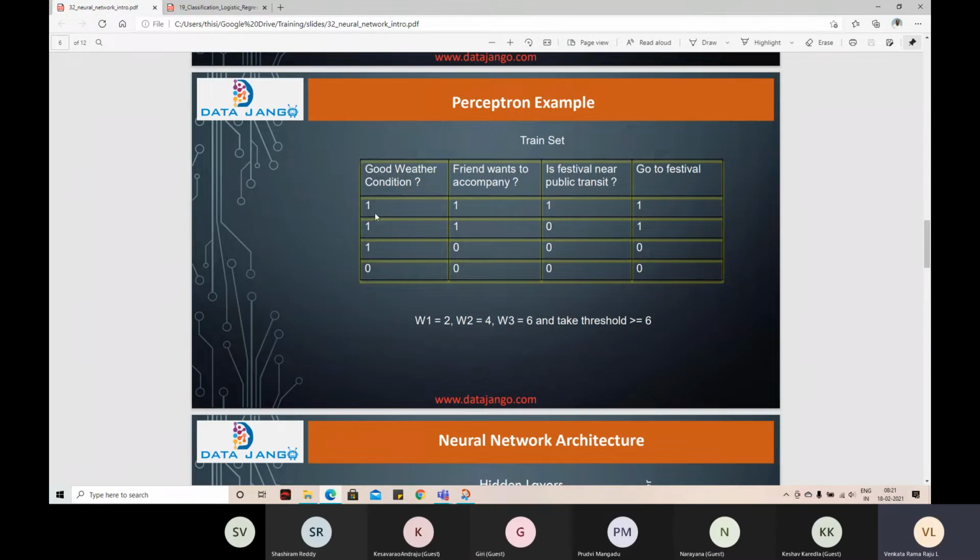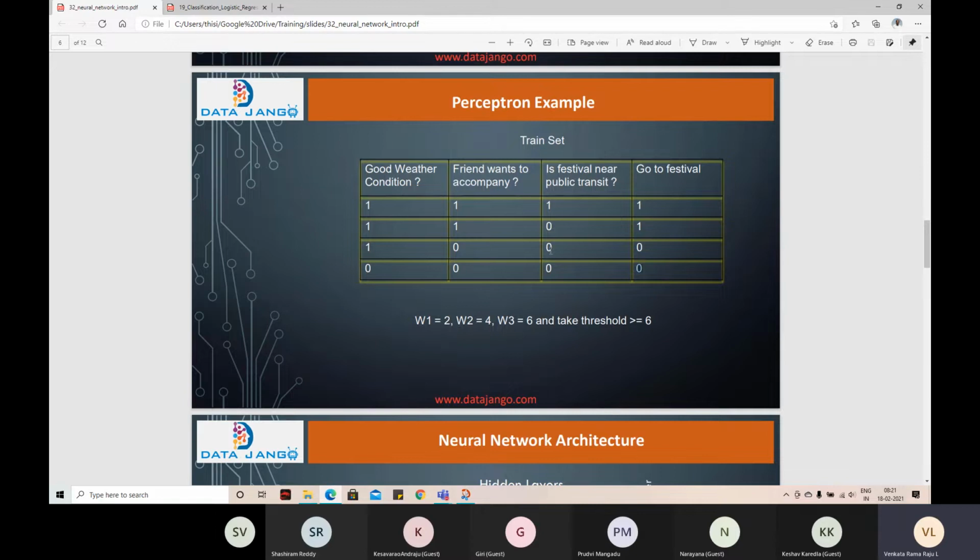So if all three are there, friend is there, weather is good, and public transportation is there, the person is going. If the friend is there, weather is good, even though public transportation is not there, the person is going. If weather is good, friend is not there, public transportation not there, the person is not going. If all three are not there, they will not go. So this is the training data set. Based on this, we want to build a perceptron model.